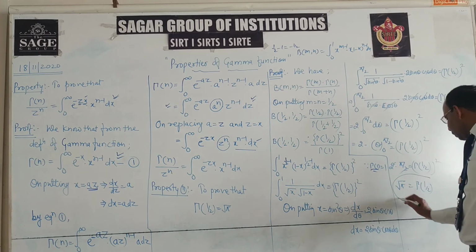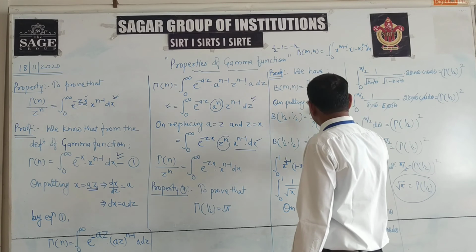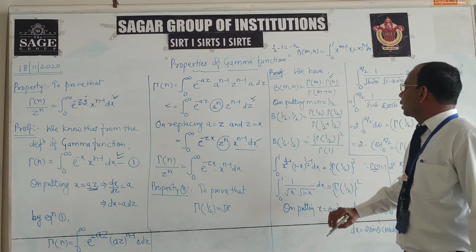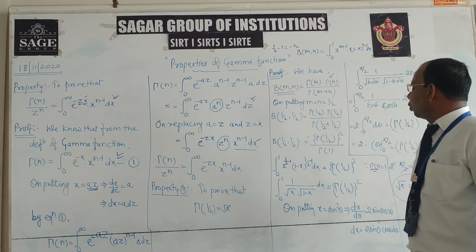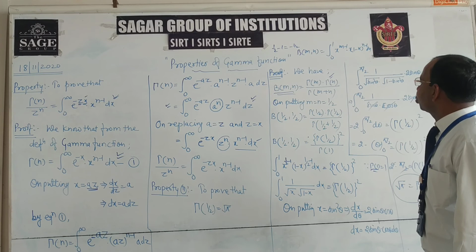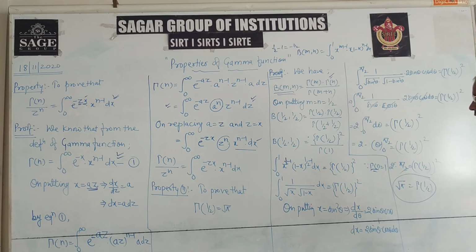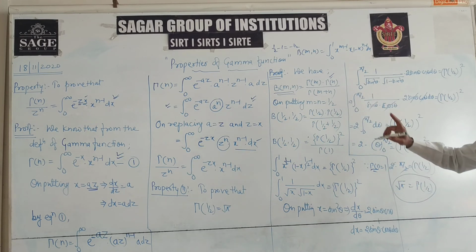Both are important: first, the relation between the gamma and beta functions, and second, this value. This relation is very important for university question papers, and this value is also very important for numericals and university question papers.